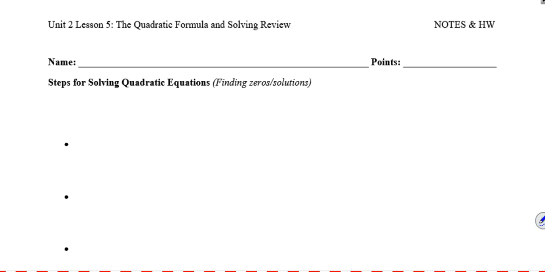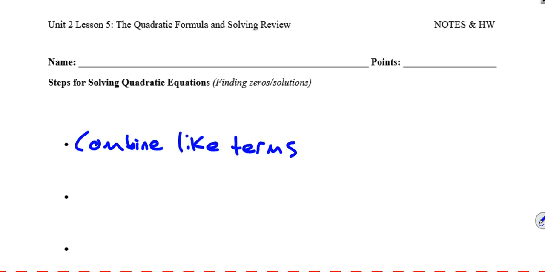These are what we suggest you follow in terms of solving a quadratic if you're not told to solve it a specific way. The first thing you should do is combine like terms. This is important. You get your squared terms, your linear terms, and constant terms. You might only have two, you might have three.